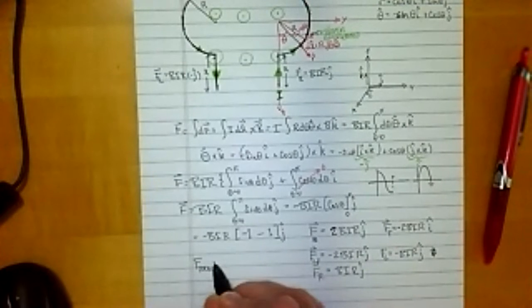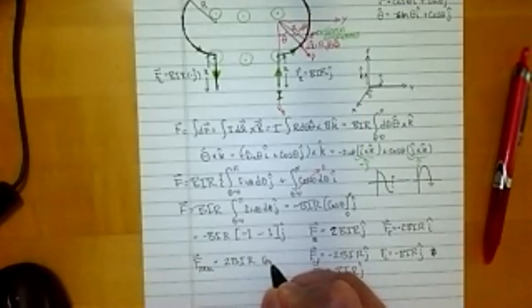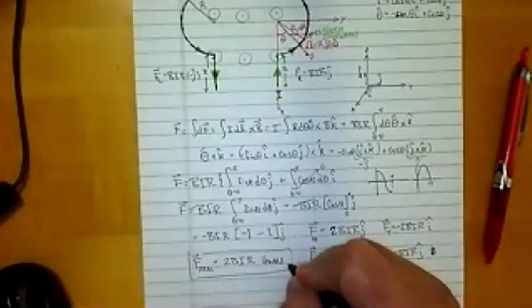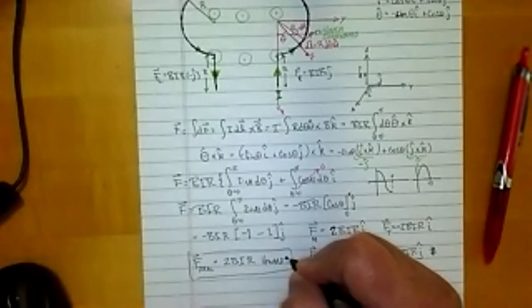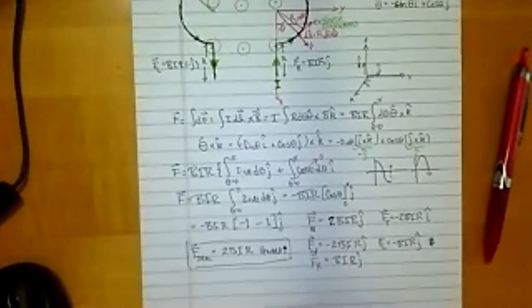So I'll just write it this way. It's equal to 2 B I R upward. That way it's not tied to any weird coordinate system that I made. And I'll just say upwards like this. So that's it. That's a very typical problem. You can see examples like this in your book, in some cases more complicated, in other cases less complicated.